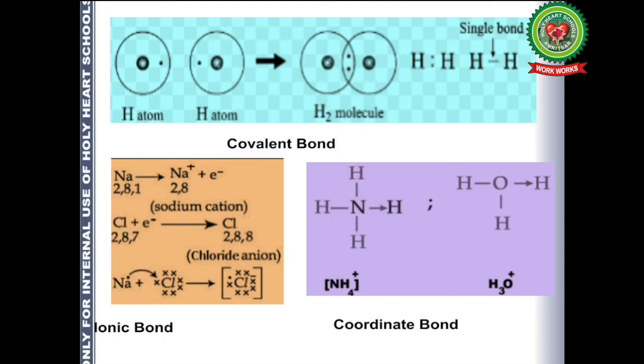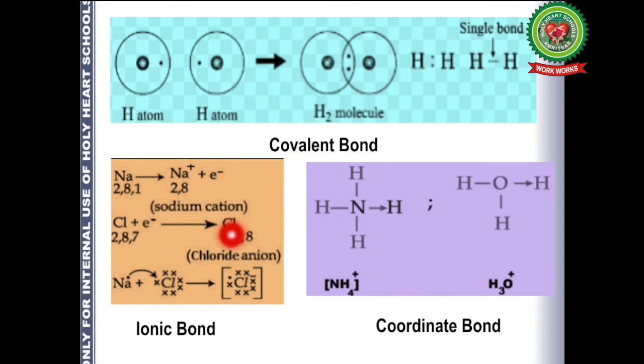Chemical bonds are of 3 types, that is covalent bond, ionic bond and coordinate bond. When we talk about covalent bond, that means the bond is formed by sharing of electrons. When we talk about ionic bond, that means the bond is formed by transfer of electron. And when we talk about coordinate bond, in this also the bond is formed by sharing of electron, but the shared pair of electron is given by one of the atom. In our coming classes, we will be discussing covalent bond, ionic bond, coordinate bond in detail.